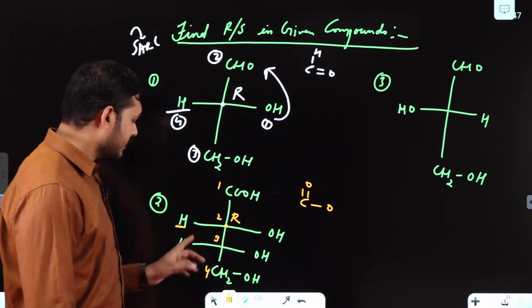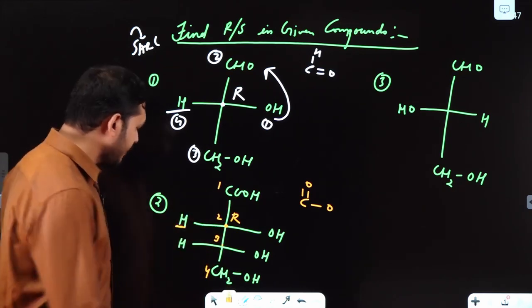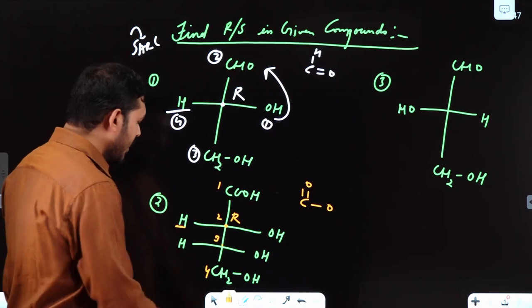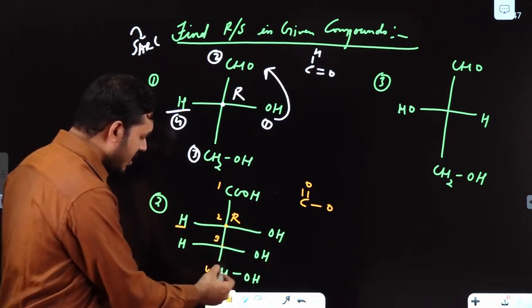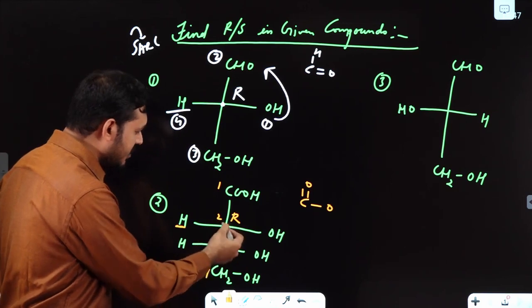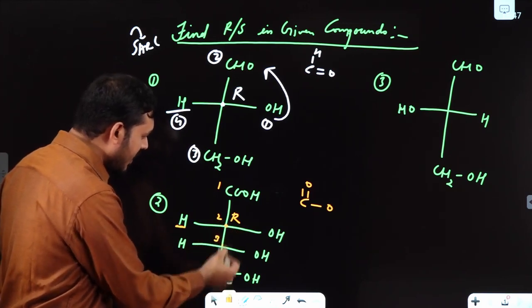Okay. Now if you check this one, then 2R. Let's see the third. This OH will be first priority, obviously, oxygen. Now carbon, hydrogen and carbon. Carbon is common on both sides. This one carbon and this carbon.